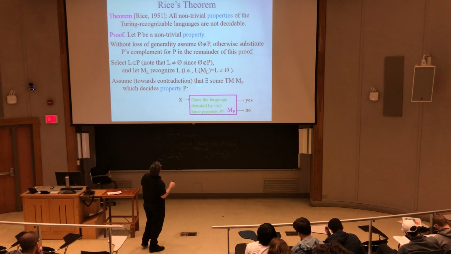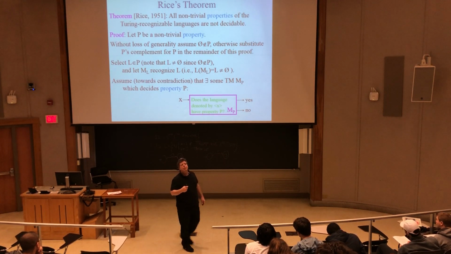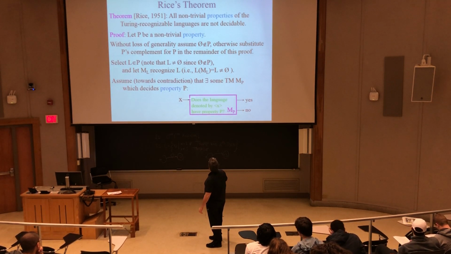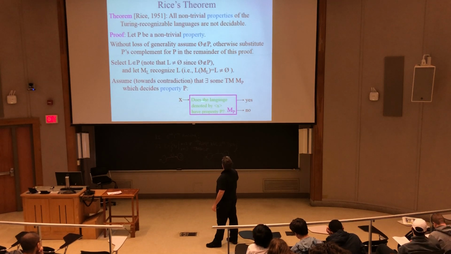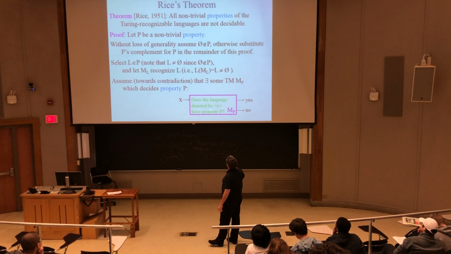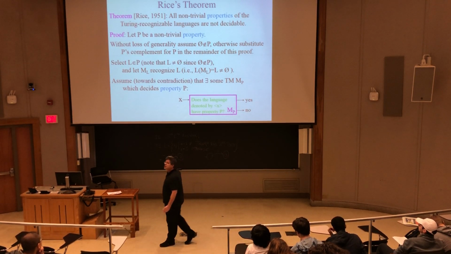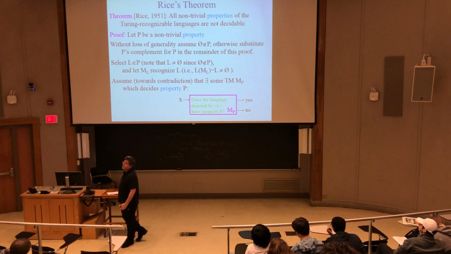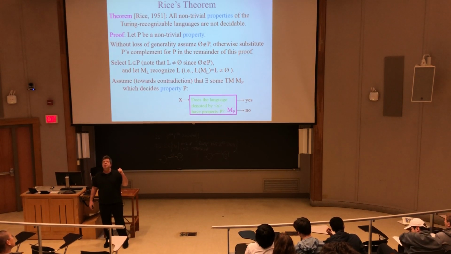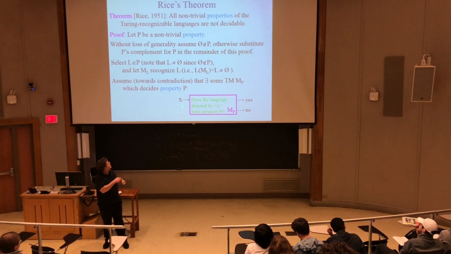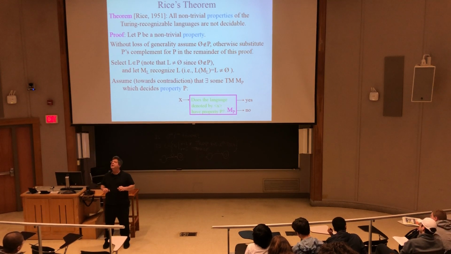Right? So assume towards contradiction that there exists some algorithm or Turing machine that decides this property, that decides, when you give it some Turing machine description, whether the machine denoted by this description has this property P, yes or no. So we assume that this purple box is this decision procedure or algorithm or piece of code that decides this property P. We'll show in a couple of minutes that this can't exist. This decider can't exist, not as an algorithm.